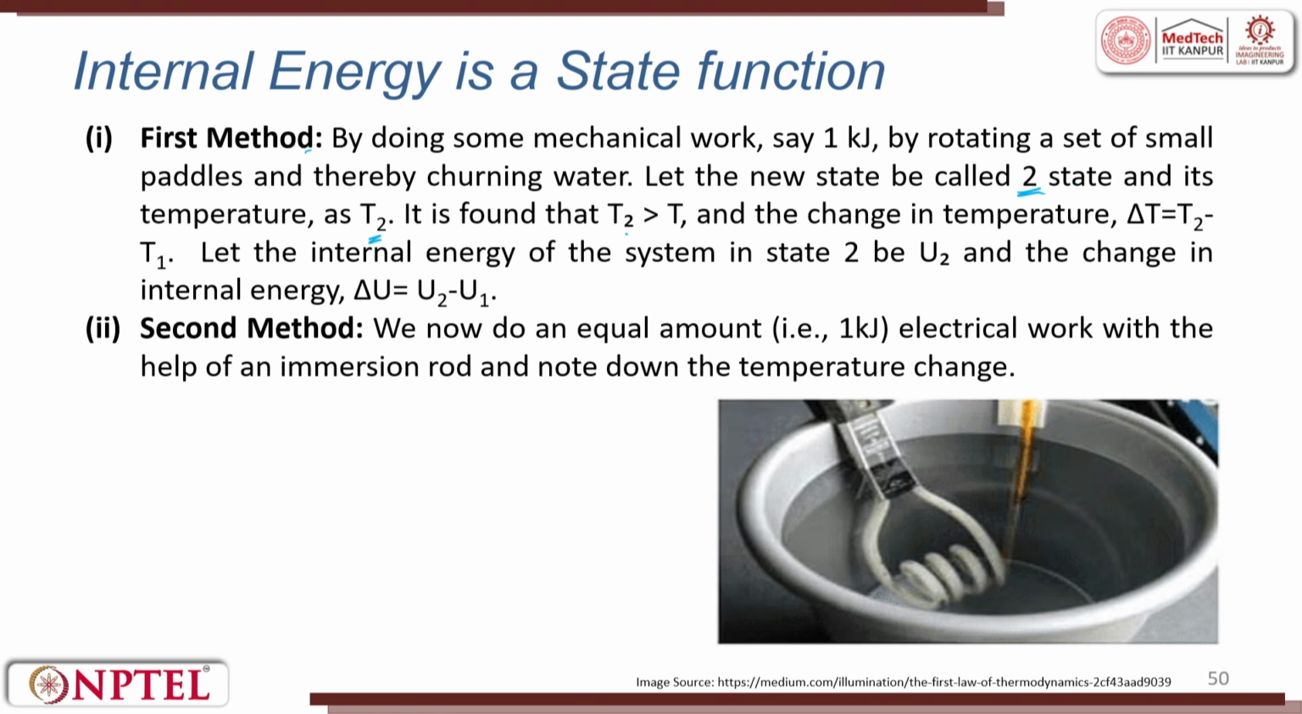It was found that T2 is greater than T1, and the change in temperature, delta T, is T2 minus T1. Let the internal energy of the system in state 2 be called U2, and the change in the internal energy, delta U, is nothing but U2 minus U1. This is one way.